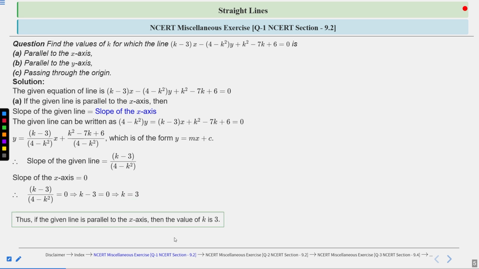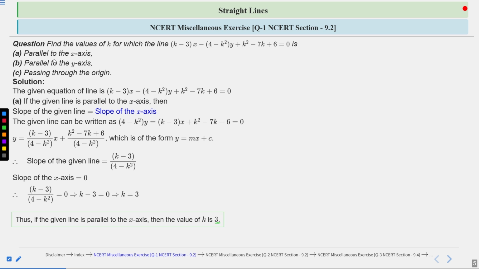Thus, if the given line is parallel to the x axis, then the value of k is 3. So part A is complete.